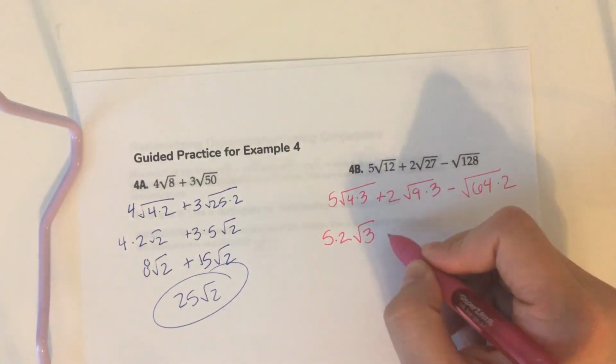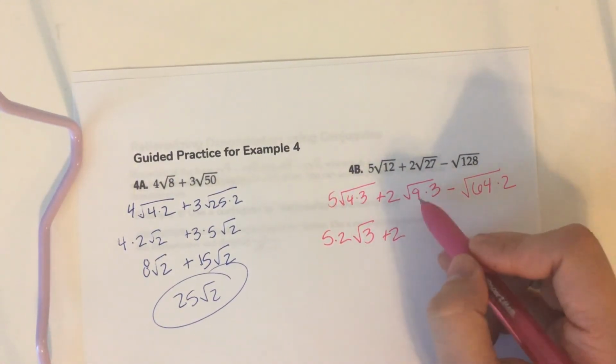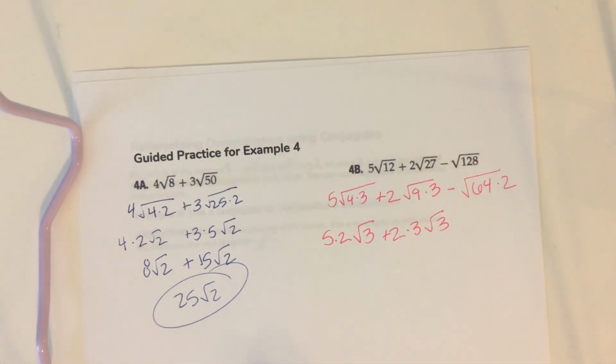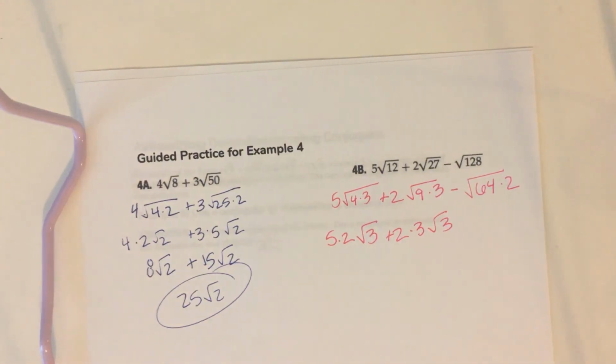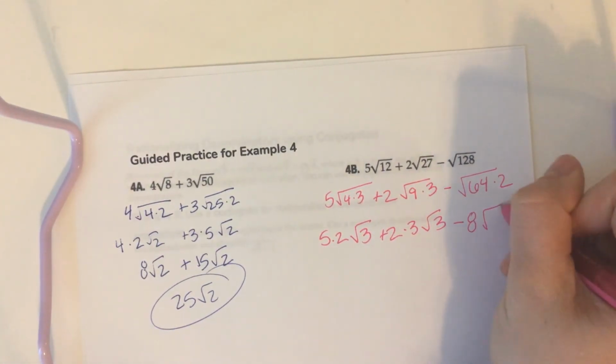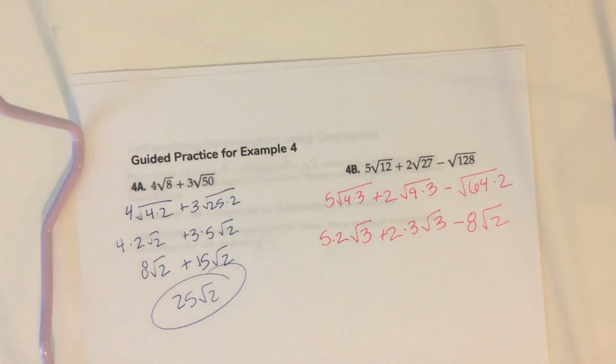Cleaning this middle part up a little bit. 2 stays out in front. Square root of 9 is 3. Leave the extra 3 alone inside the square root sign. And then cleaning up this last part, square root of 64 is 8. 2 stays inside the radical sign.